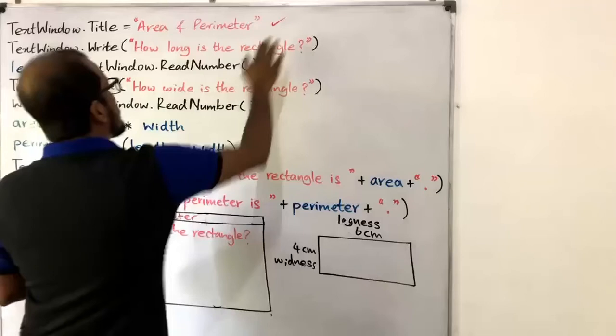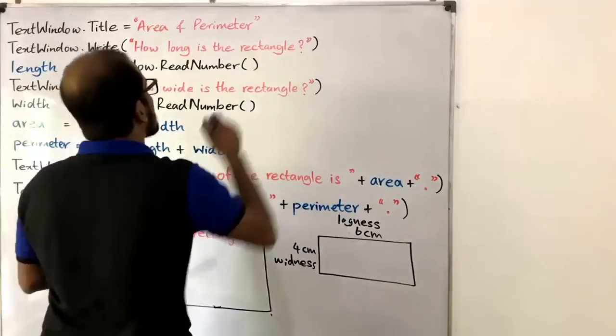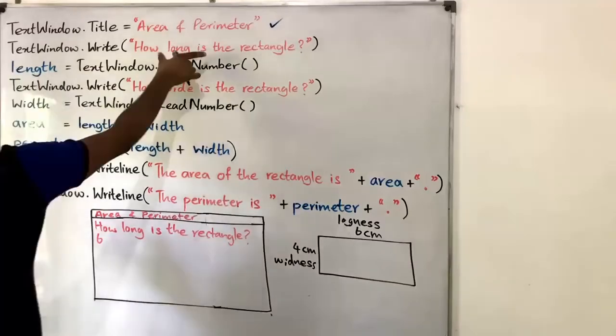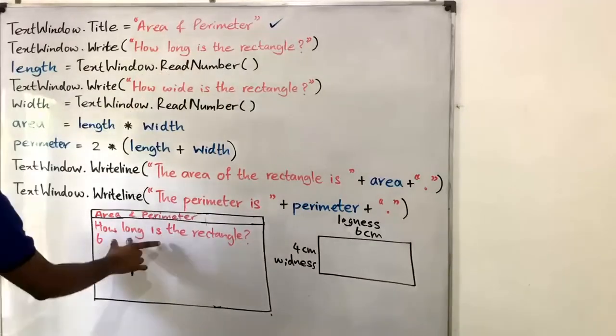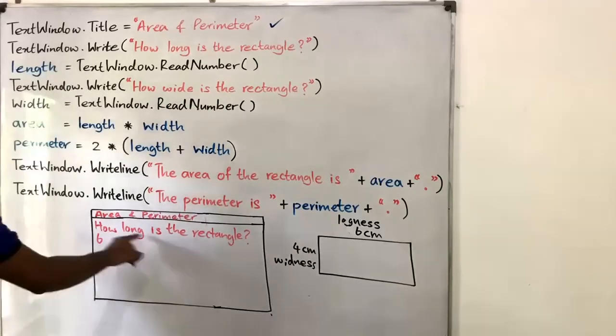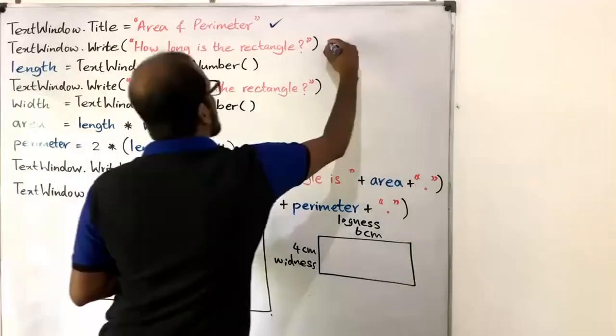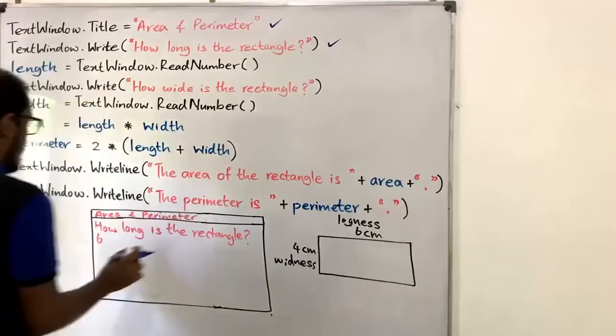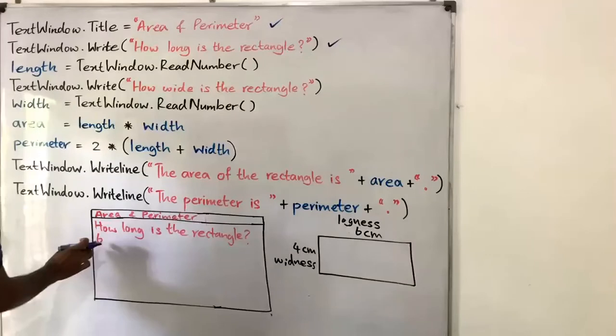Let me use a different color. So this is completed. Now the second one, this question is displayed to the user through the text window object. Now it is also finished. Now after displaying that question, the user enters a value. The user enters a value, and that value is 6.